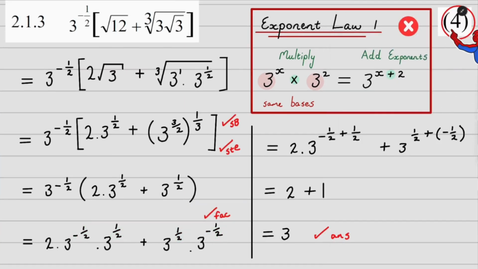Okay, let's have a look where those 4 marks come from. Simplifying what's inside the brackets gets you the first mark. Changing the surds to exponents gets you the second mark. Having the correct factors present over here gets you the third mark. And the last mark comes from the answer of 3.